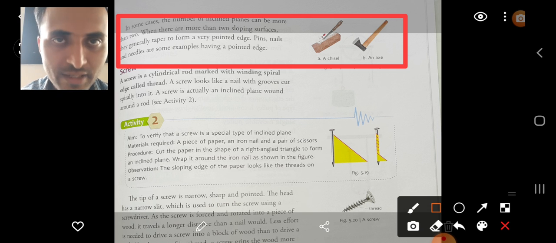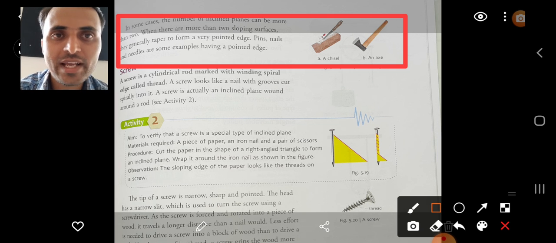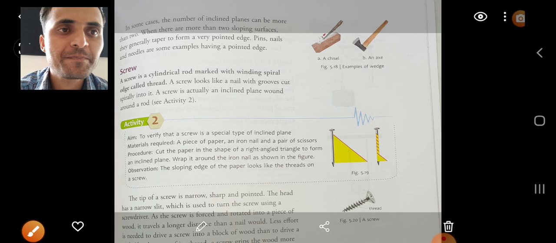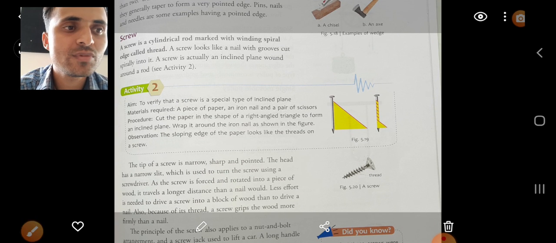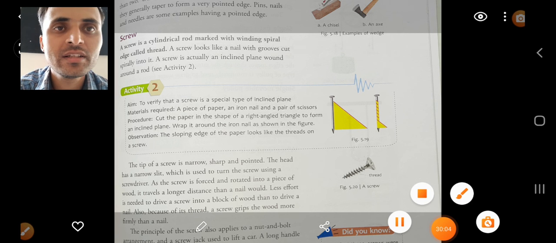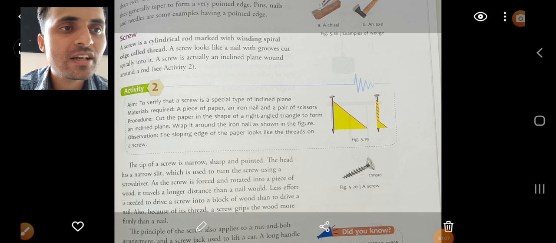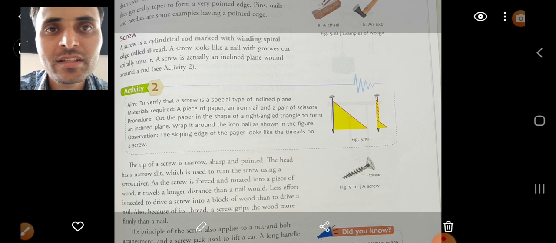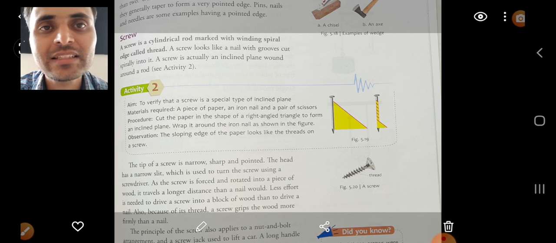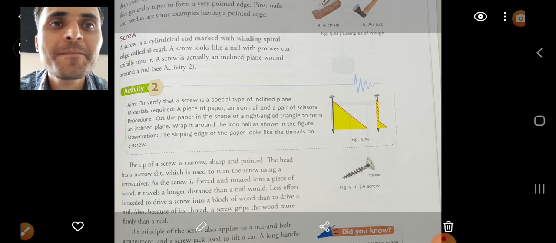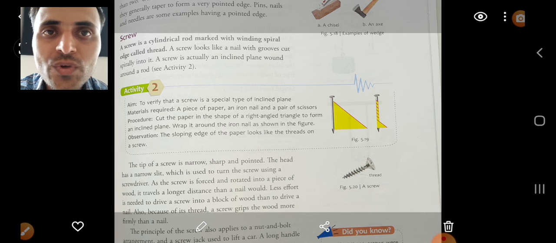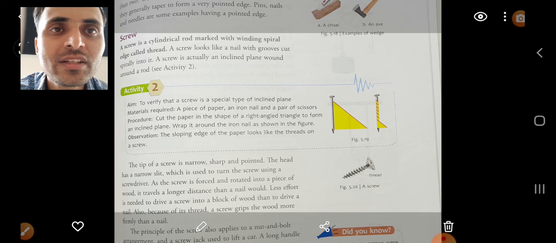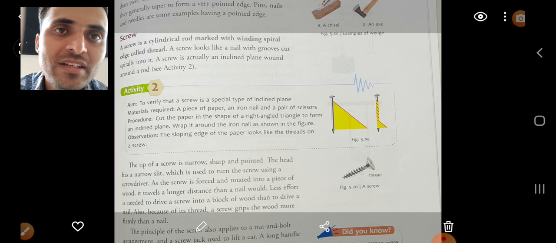Now we will see the next type of simple machine, which is called a screw. Okay. So what do you mean by screw? It is the most common mechanical component for tightening or joining purposes. It has a special design that is called a thread, and that thread is actually responsible for the joining purpose. Okay, and on the nail there is no such shape or design. So what is the difference between screw and nail?